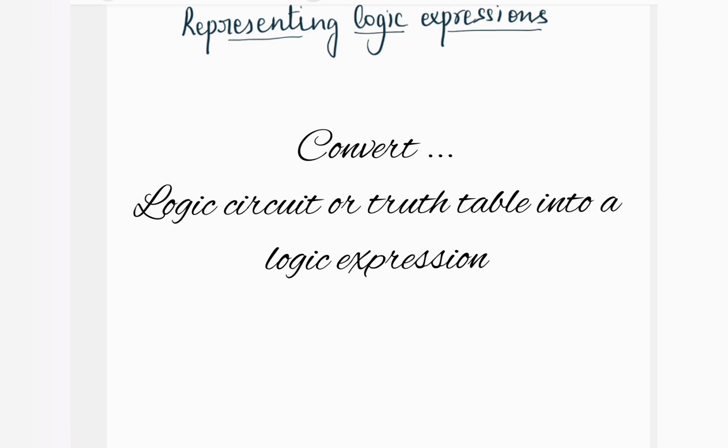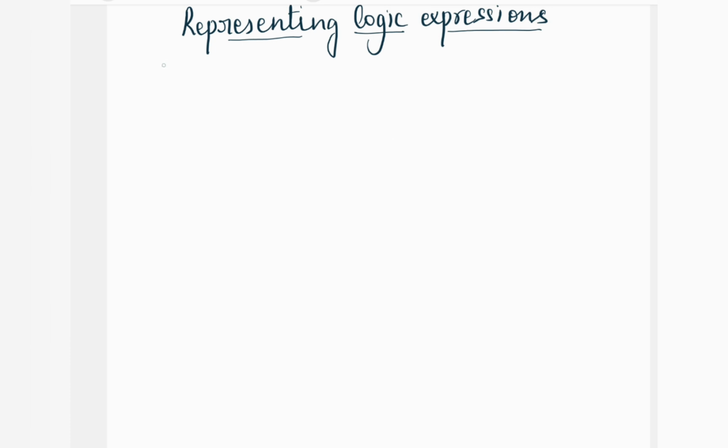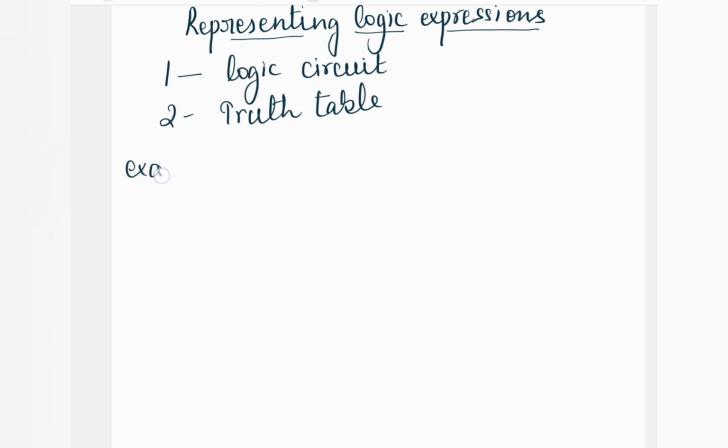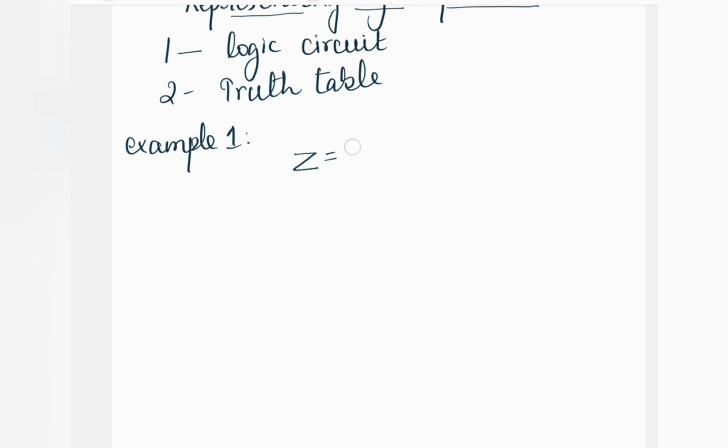So basically, if you recall, we could convert these logic expressions into a logic circuit or truth table. So there are 2 ways of representing it, using the logic circuit, or the second is using the truth table. Let's try to explore these further using the example. So example 1. Let's take a logic expression. Z is equal to R and S, or R and T.